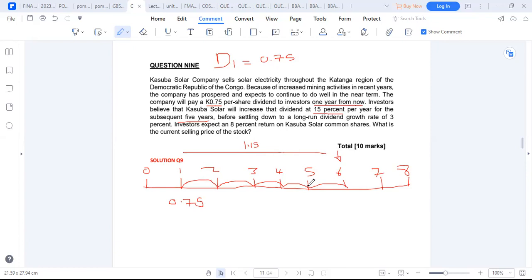We're making a mistake of ending it here. Before settling to a growth rate of what? 3%. So we'll be multiplying the answers by 1.03. Are we together? So 0.75 times 1.15. The answer is multiplied by 1.15 up to here, then the answer is multiplied by 1.03. Are you getting the picture? Then the KD is 8%. So what follows? I'm confident you're going to do that. I need my work by tomorrow.